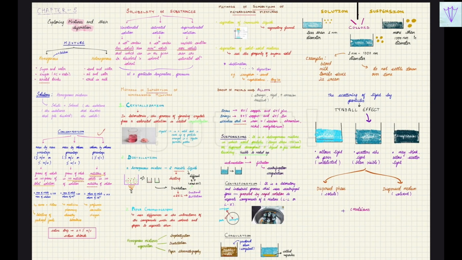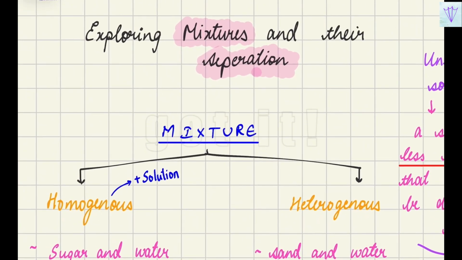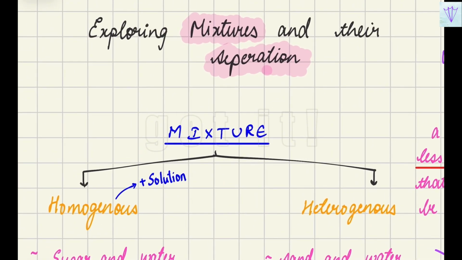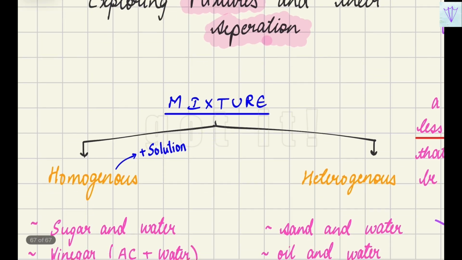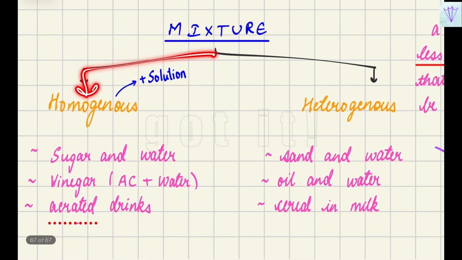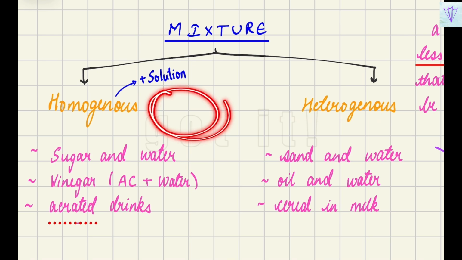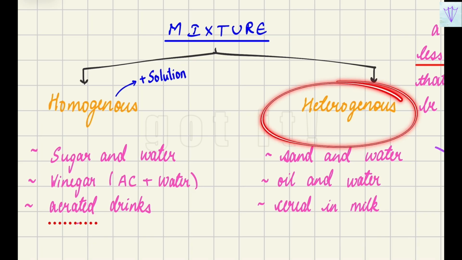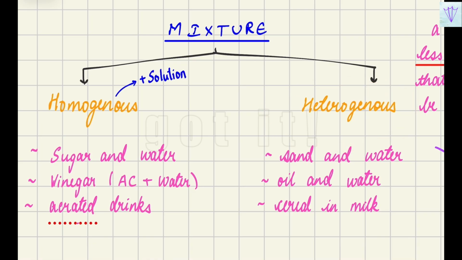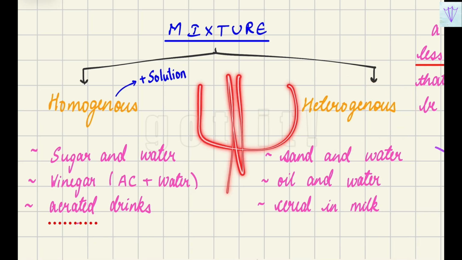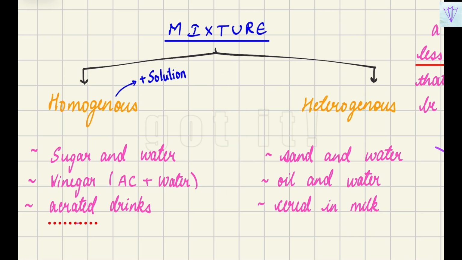Let's start the chapter exploring mixtures and their separation. So mixtures can be basically of two categories, which is homogeneous mixtures and heterogeneous mixtures. Homogeneous mixtures are the ones where you cannot see the separation between the solute and the solvent, while the heterogeneous is where you can find the separation between the solute and the solvent. Homogeneous is also called a solution.